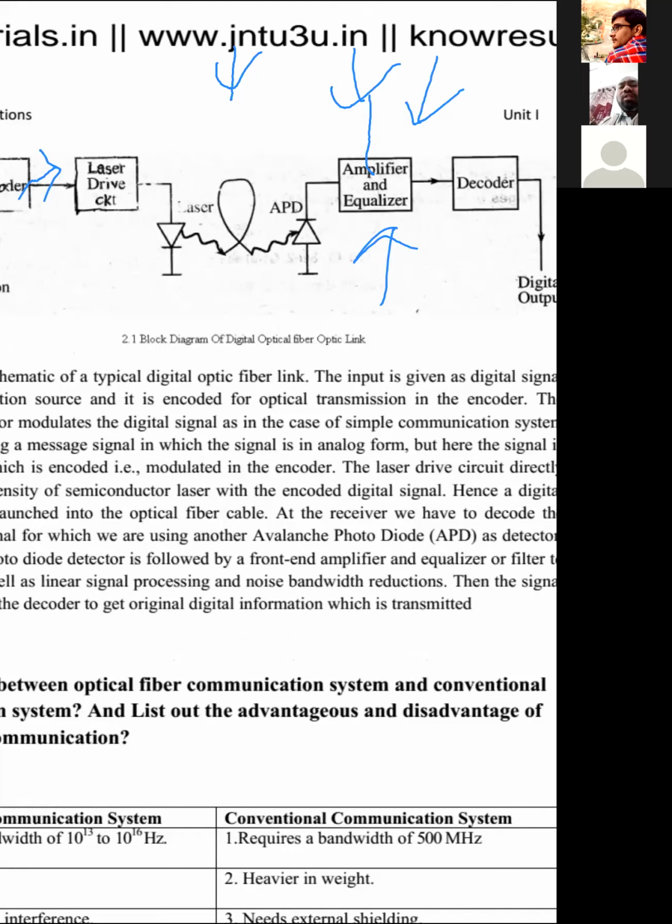Now the encoded data will be decoded at the receiver, and then you will receive the digital output at the destination. So this is pretty simple. There is not much difference in both the diagrams. First I will say what is analog and then I will say what is the digital block diagram. Have a look at this.